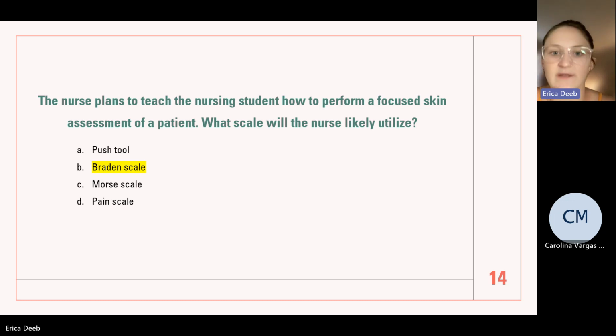So you need to be doing that yourself, which means you need to be looking at the skin, not just documenting, oh, I didn't see anything. Well, did you look at their back?